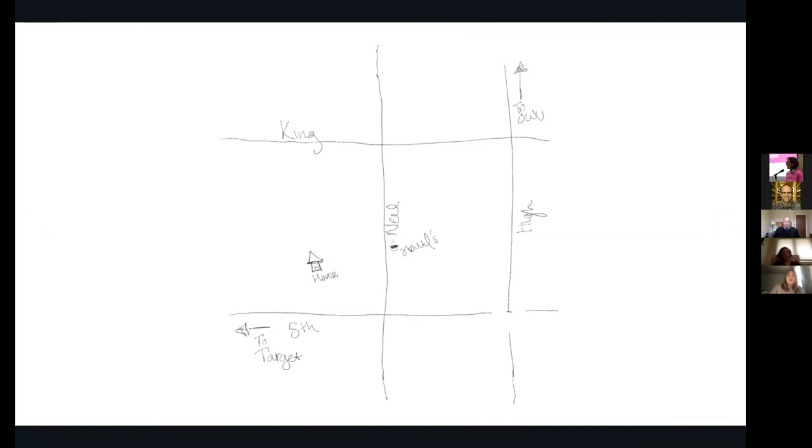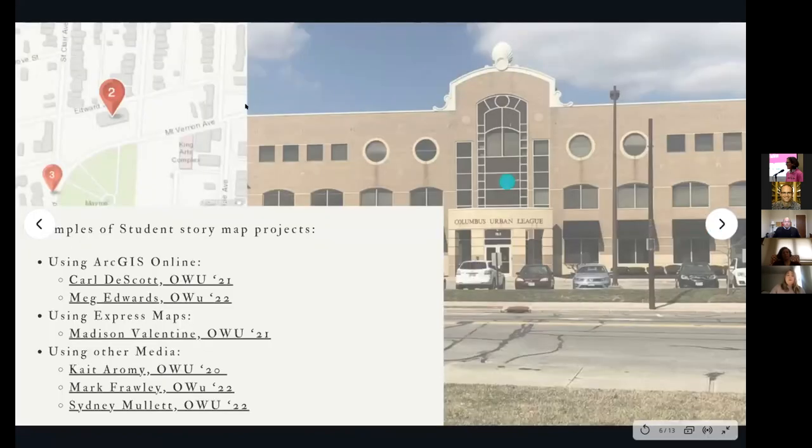So now to the good stuff. I use StoryMaps in my classes pretty frequently, all the way from introductory courses through my upper divisions. And here are some examples of the types of maps we can use to tell our stories with ArcGIS StoryMaps. You have links to all of these. I'm just going to show you one of each.